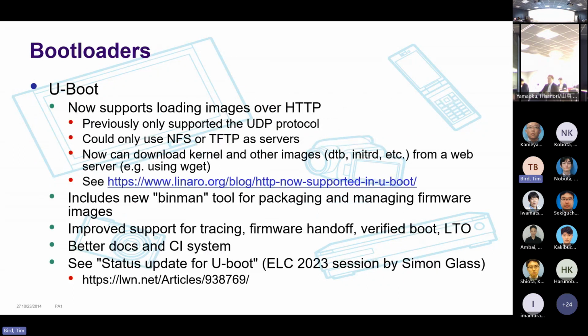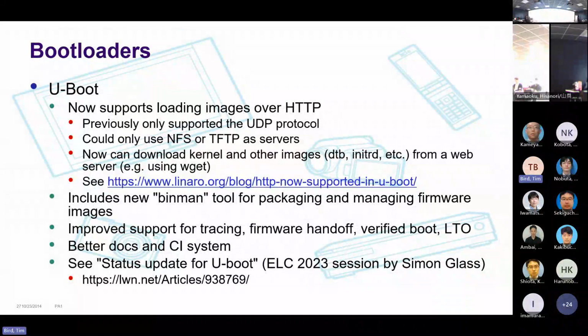In terms of bootloaders, just a couple of interesting things. U-Boot now has an option that supports loading images over HTTP. Previously U-Boot only supported the UDP protocol, so you could only use NFS or TFTP, but they've added TCP support all the way up to HTTP. So you can put your kernel and other images such as your DTB or your initrd on a web server. So that's actually pretty cool.